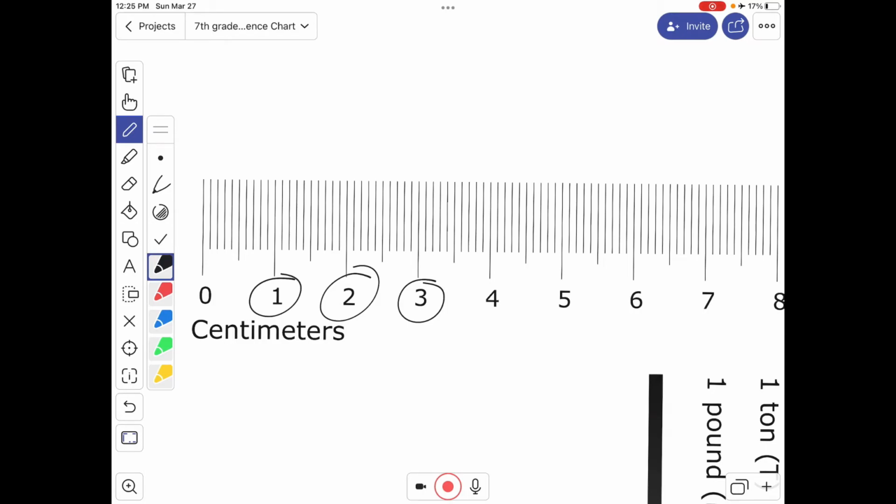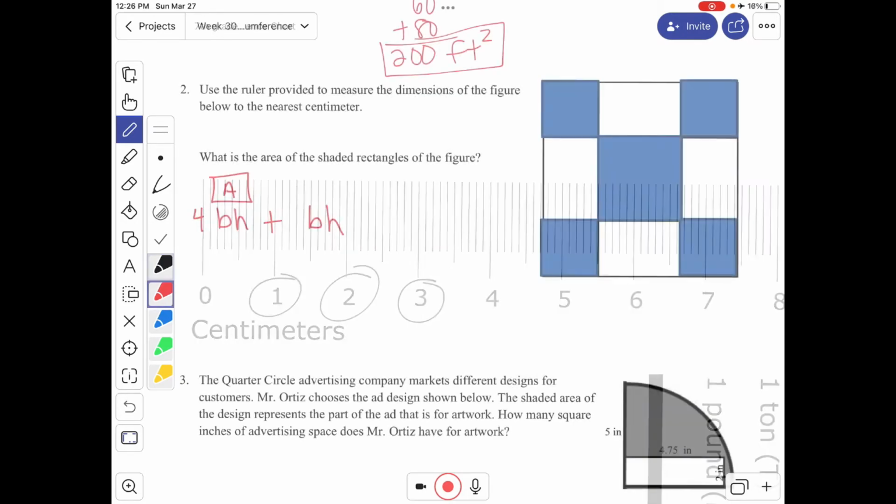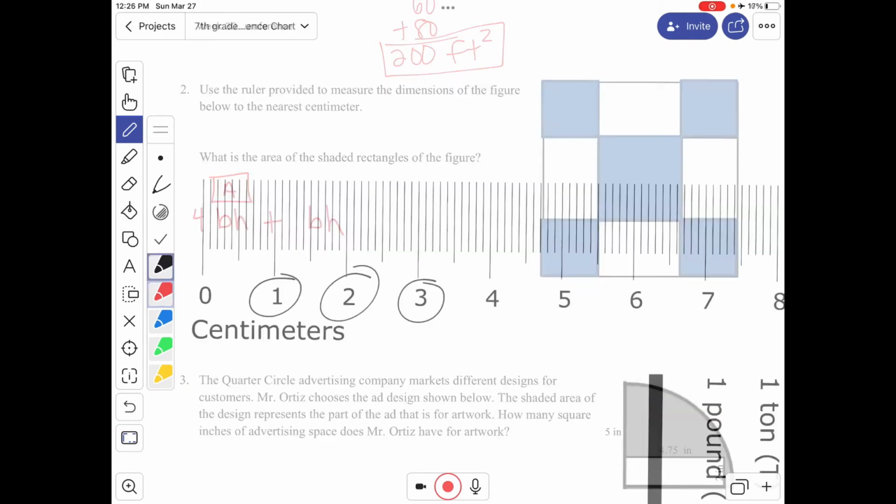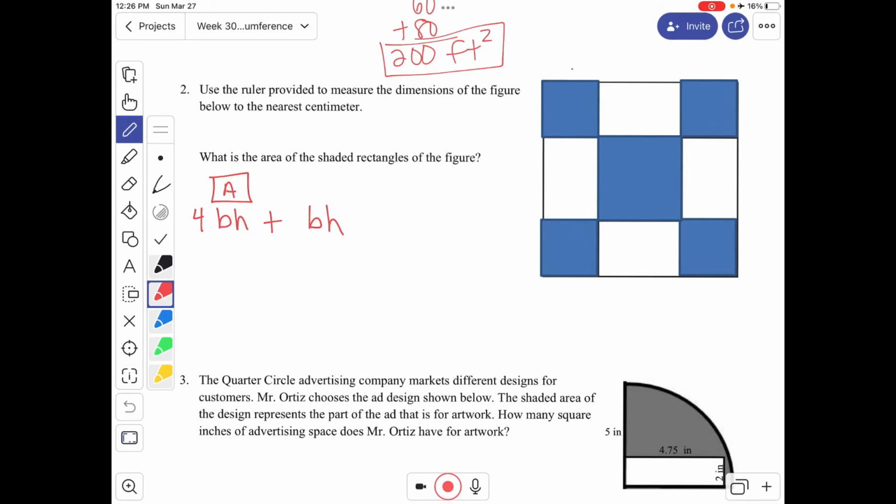So now let's go back and let's measure each one of these shaded rectangles. So I'm going to need to measure the base of the little rectangles. And when I measured, I got 2. And the height is also 2. Then I need to measure the base of the big rectangle, which is 3. And the height is also 3. So these are not just rectangles, they are squares. So I have 4 that are 2 by 2 and 1 that is 3 by 3.